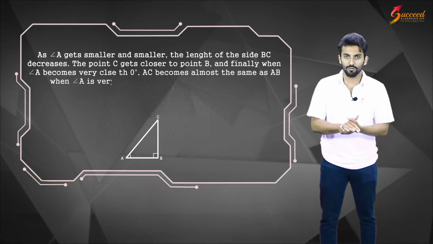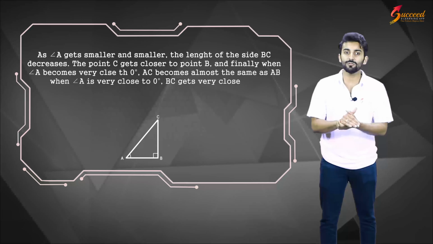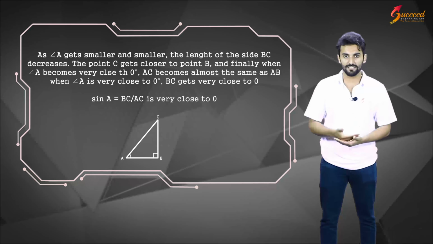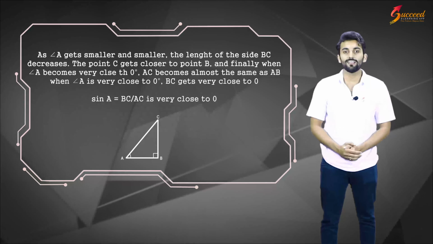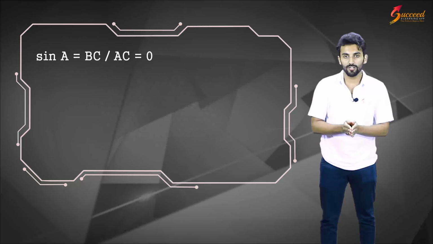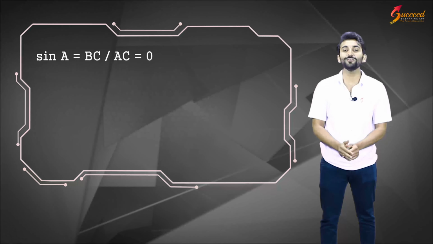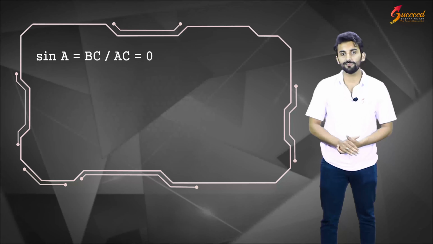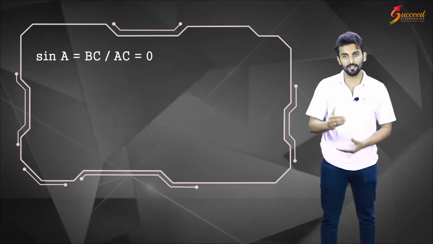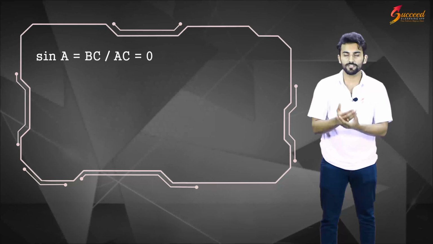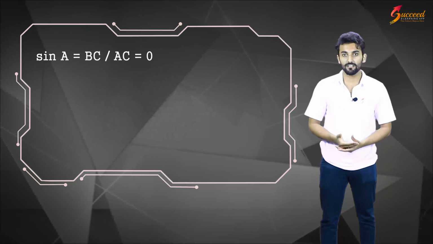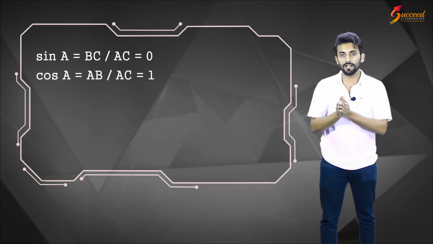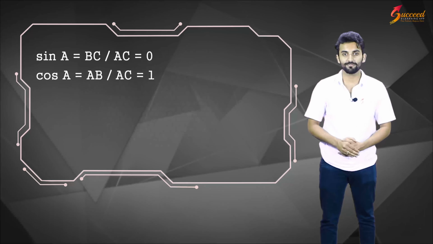When angle A is very close to 0, BC gets very close to 0. So, the value of sin A, which is equal to BC by AC, is very close to 0. Hence, sin 0 is equal to 0. Also, when angle A is very close to 0, AC is nearly same as AB, and so the value of cos A, which is equal to AB by AC, is very close to 1. Hence, cos 0 is equal to 1.